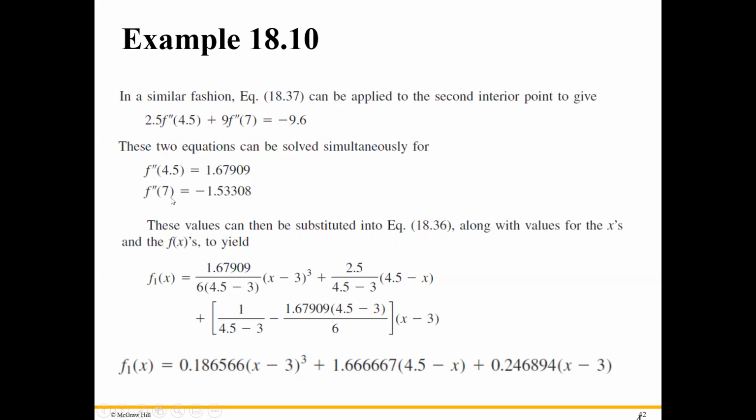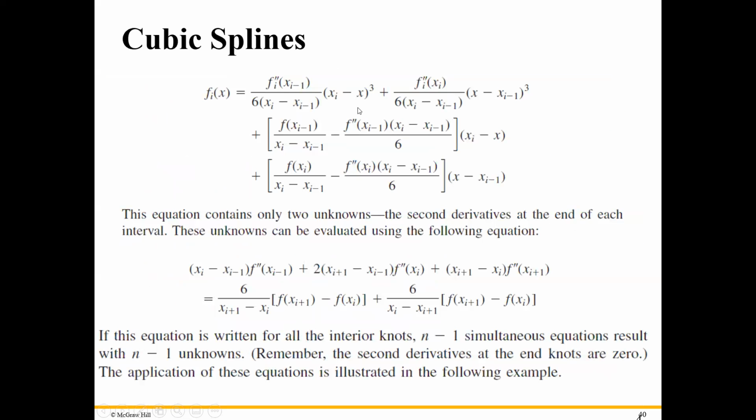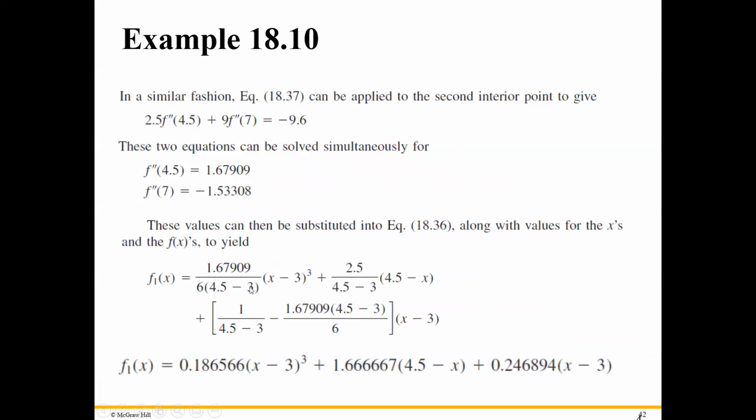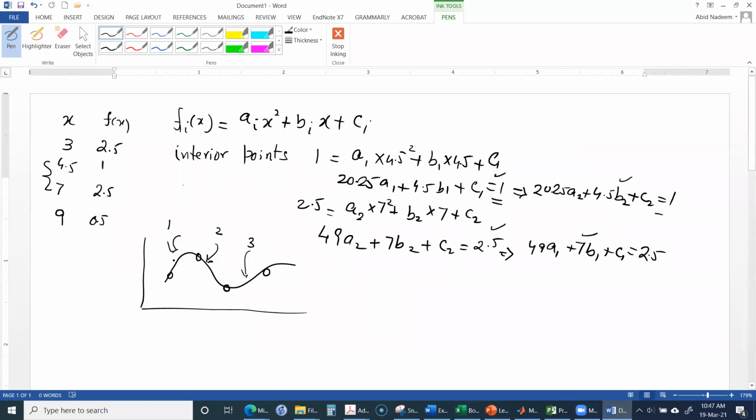And then these values of f double prime of 4.5 and f double prime of 7 will be substituted into this first equation. All the other values are known in the first equation. And in this way, we can get the first equation in this form. So this first equation will be for the first set of data points, that means for the first interval, that means for this interval.